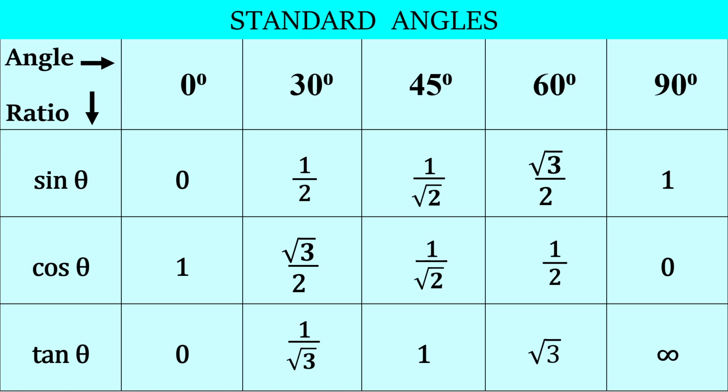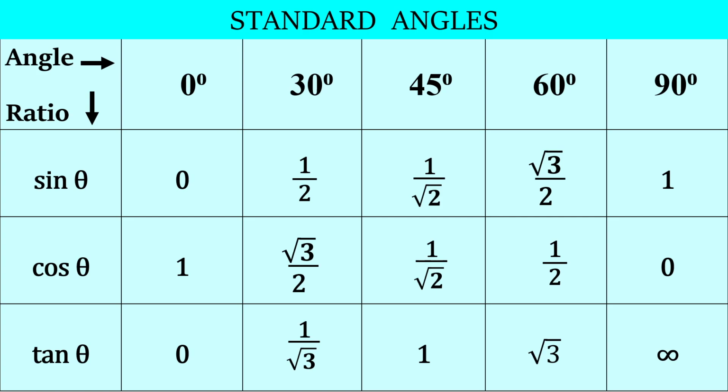When I say sine 30 degree, correspondingly we will see. You have to move horizontally along the row of sine. When you see 30 degree, you have to just look down. What is the value corresponding to sine? So sine 30 degree is half, sine 45 degree is 1 by root 2, sine 60 degree is root 3 by 2, and sine 90 degree is 1.